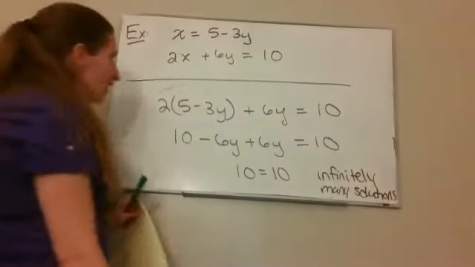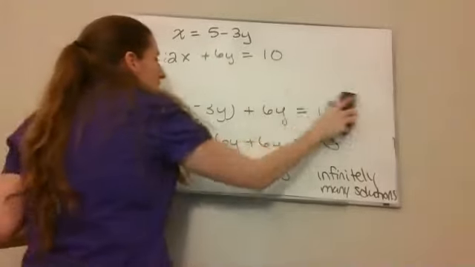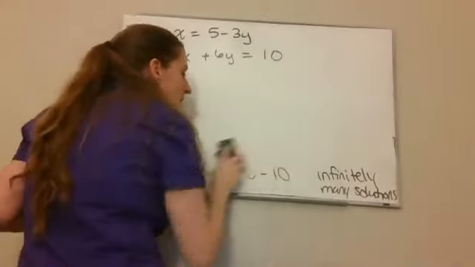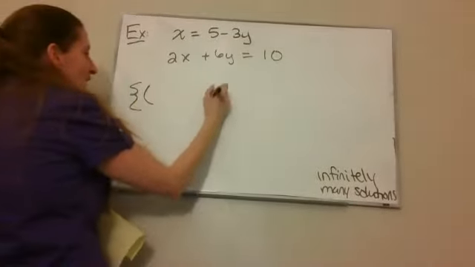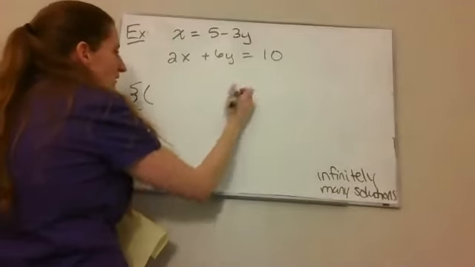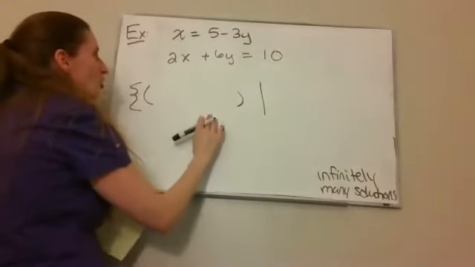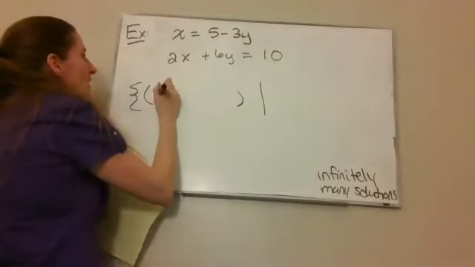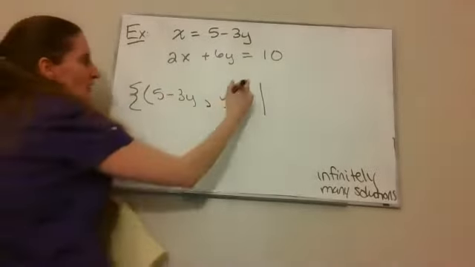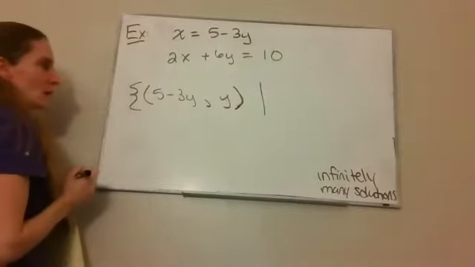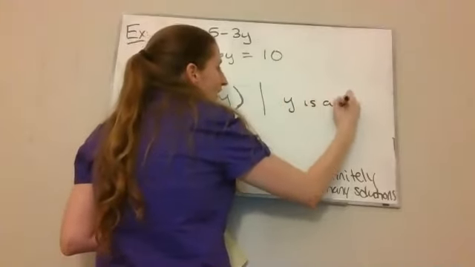And then how do we write our solutions? Well, there's a lot of different ways to write it. I'll show you one way. We know that it's going to be the set of all points that satisfy our equations. So what do these points look like? Well, I know x is going to be equal to 5 minus 3y for whatever y is. So all of my points are going to be of the form 5 minus 3y and y, where y is a real number.